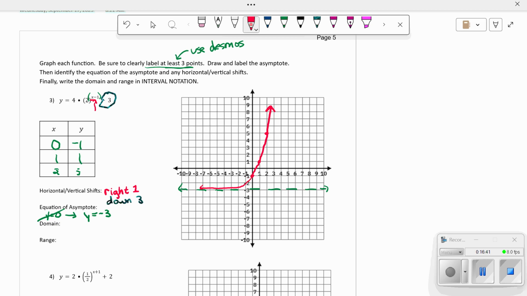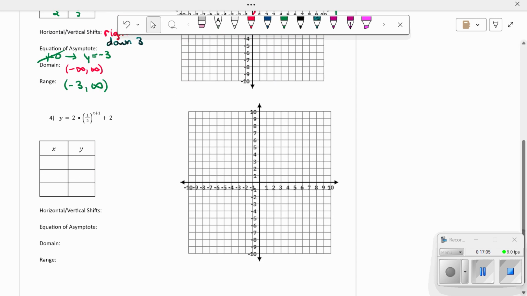Now my domain, I have arrows going both ways forever, so it's still negative infinity to infinity. But my range starts at -3 and goes up, but we never include the asymptote. So that's a parenthesis situation. -3 to infinity. All right, pause now. Try number 4 on your own.